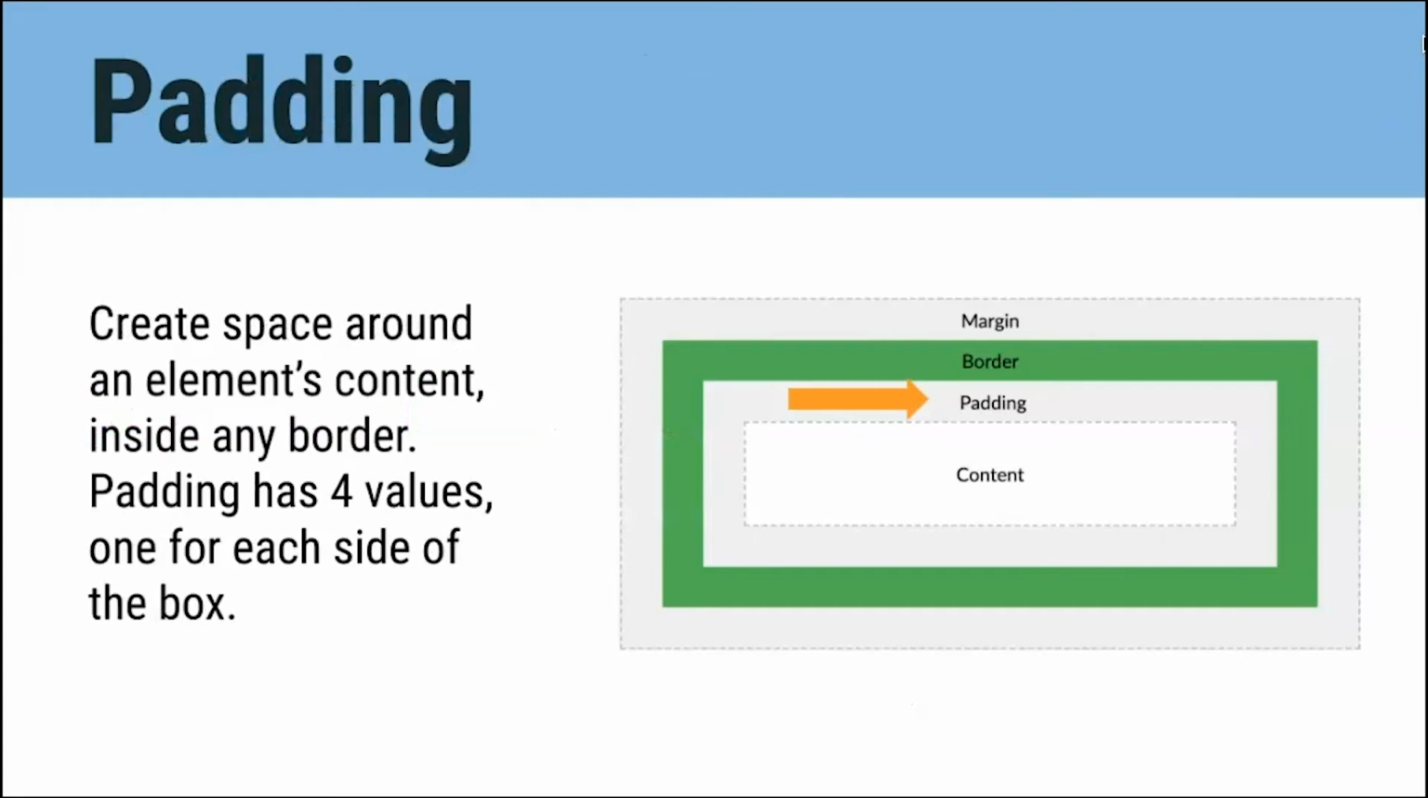Last up, padding. Padding works similarly to the margin property. However, padding creates space around an element's content inside of any border. Like the margin, padding also has 4 values, one for each side of the box. To help you better differentiate between margin and padding, think of it like this. Padding squeezes the content inside the box, and margin pushes content away from the box.